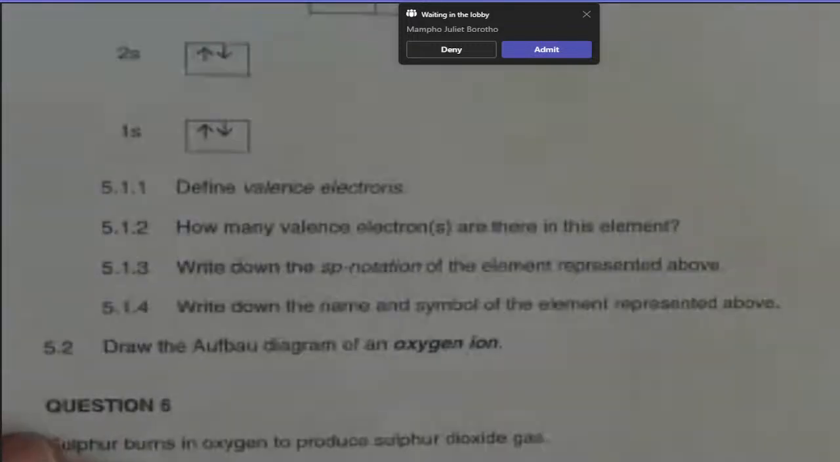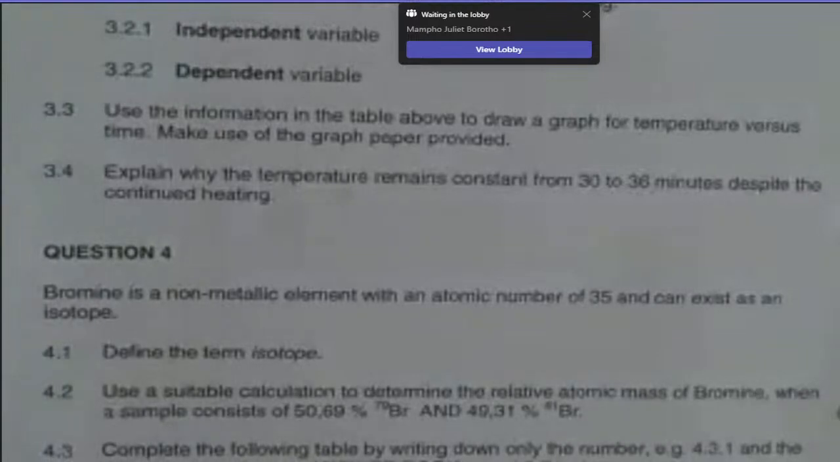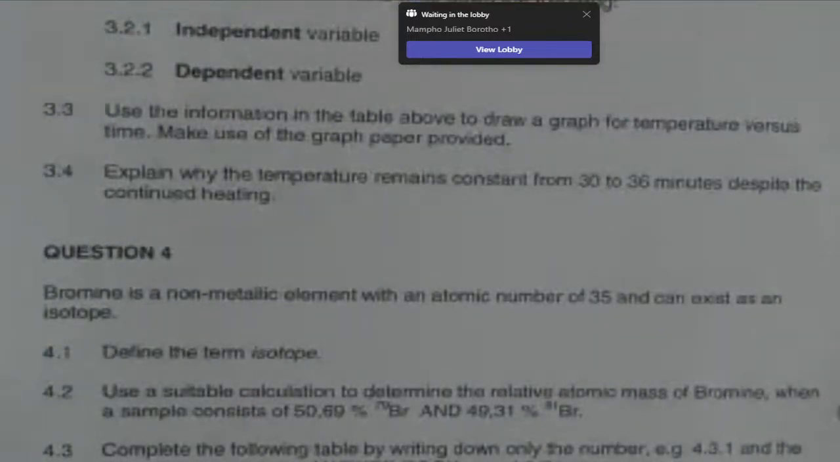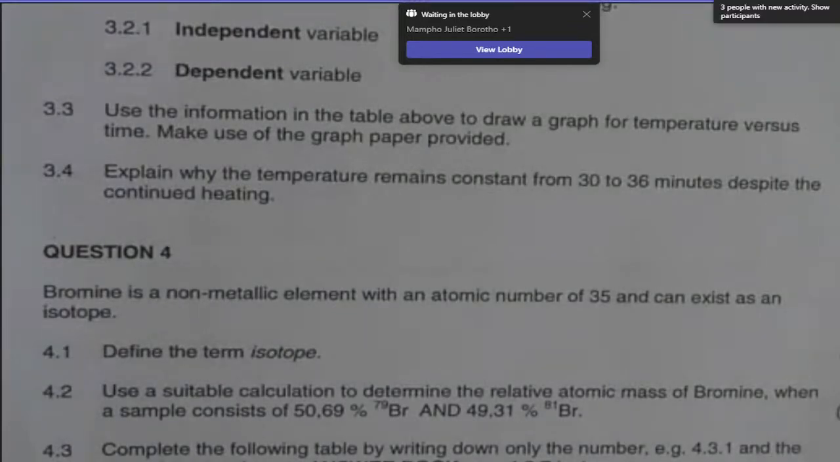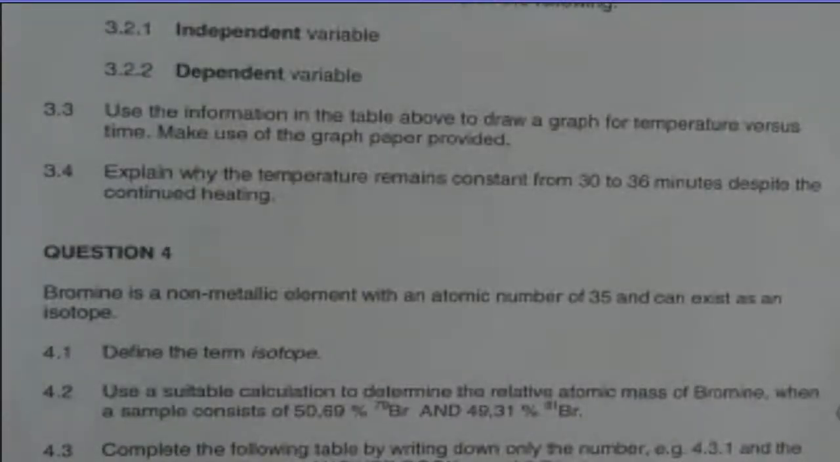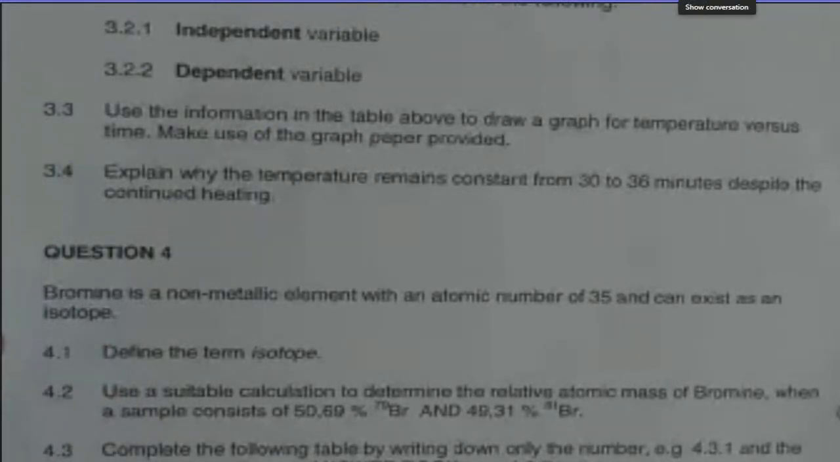So let me quickly start with question 3. Question 3 is part of kinetic molecular theory, KMT. If you look at the structure of the paper, there is the state of matter and kinetic molecular theory.